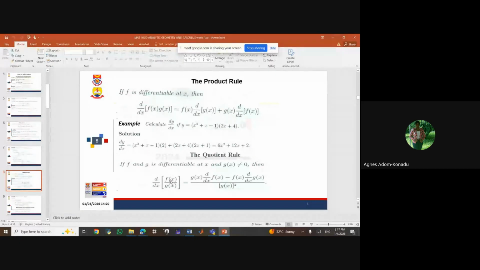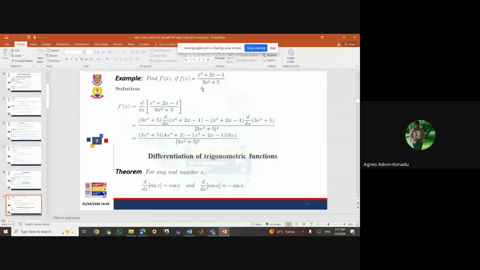Please, you take a look at this. Madam, square of the denominator, right? The square of the denominator. Okay, okay. So you come here.